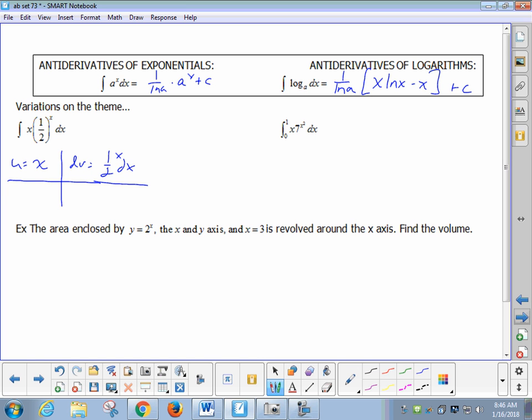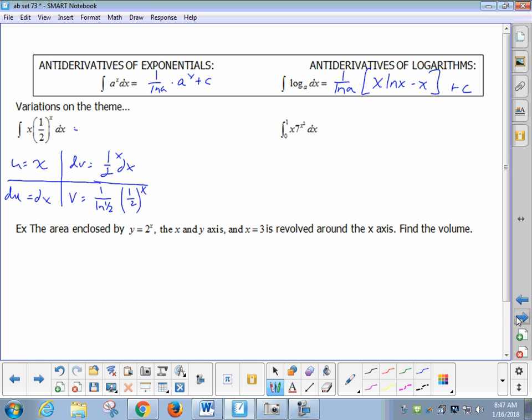If u is x, then du is dx, easy enough. And then v is the antiderivative of (1/2) to the x. What's the antiderivative of (1/2) to the x? That's what we just learned. 1 over natural log of 1/2 times (1/2) to the x. Okie dokie. You could probably clean that up, but we'll leave it.